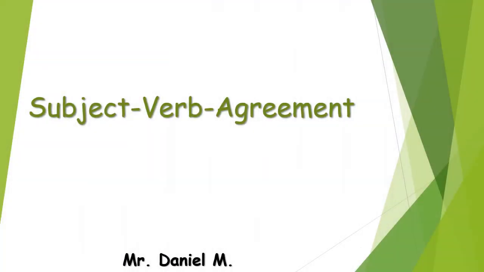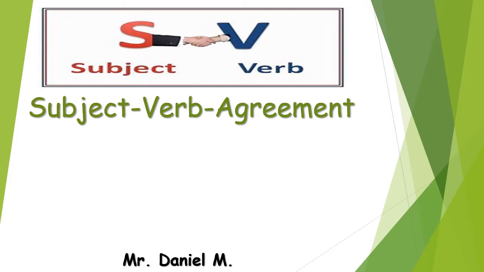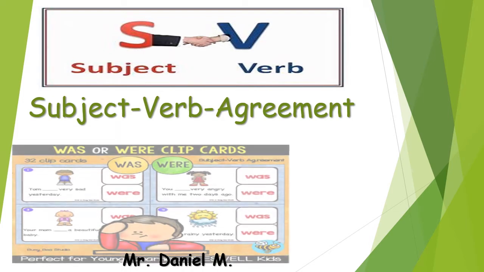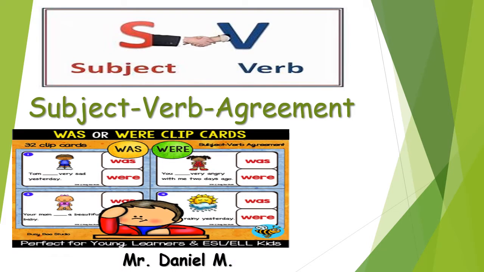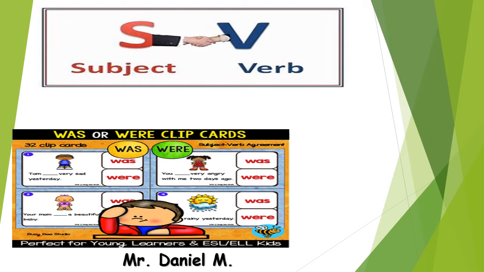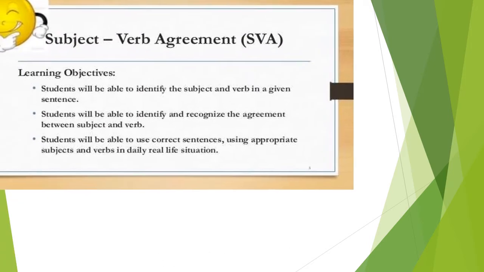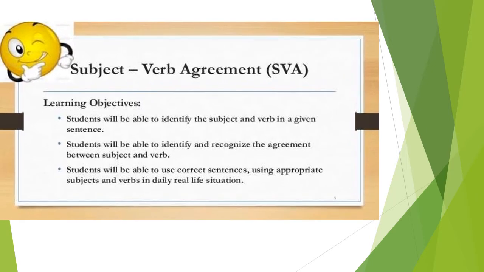Subject-verb agreement. It means the subject has to agree with the verb. Should we use was or were? Should we use is or are? This is going to be the lesson today. In this lesson, you will be able to identify the subject and the verb in a given sentence.